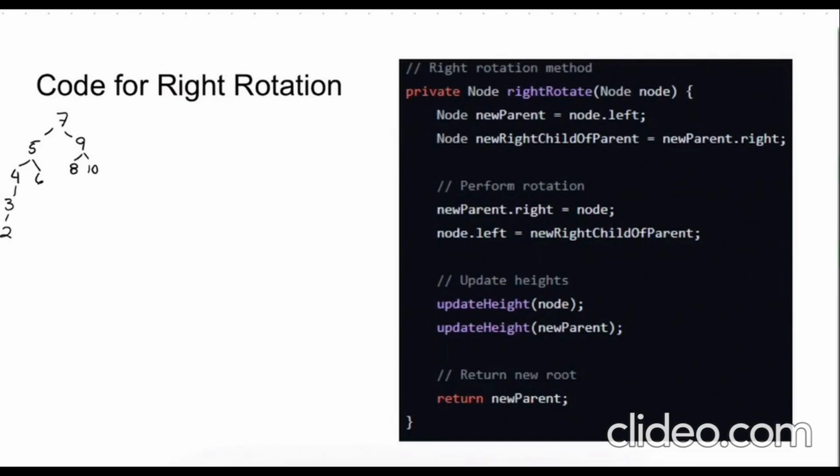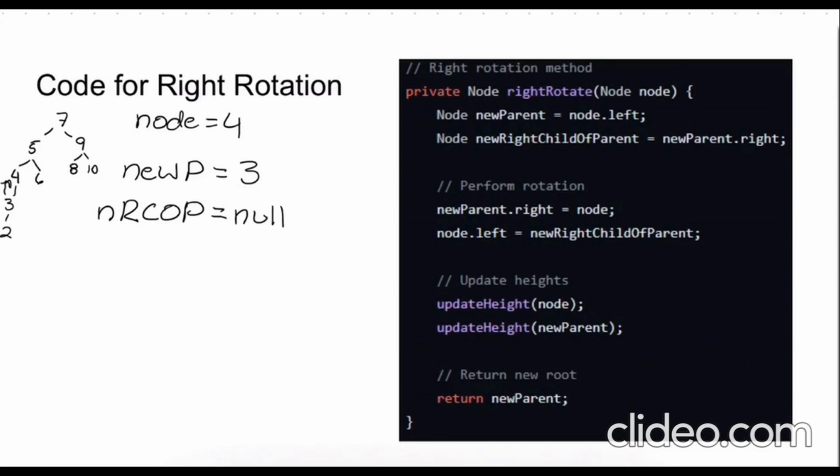This is the code for the right rotation, and we're performing right rotation on 4. So the node is 4. The new parent is 4's left child, which is 3. That makes sense, right? 3 becomes the new parent. And the new right child of parent is the new parent's right child, which is 3's right child, which is null. And so for the rotation part, the new parent 3's right child is 4. Right? 4 comes down. And then 4's left child is the new right child of parent, which equals null.